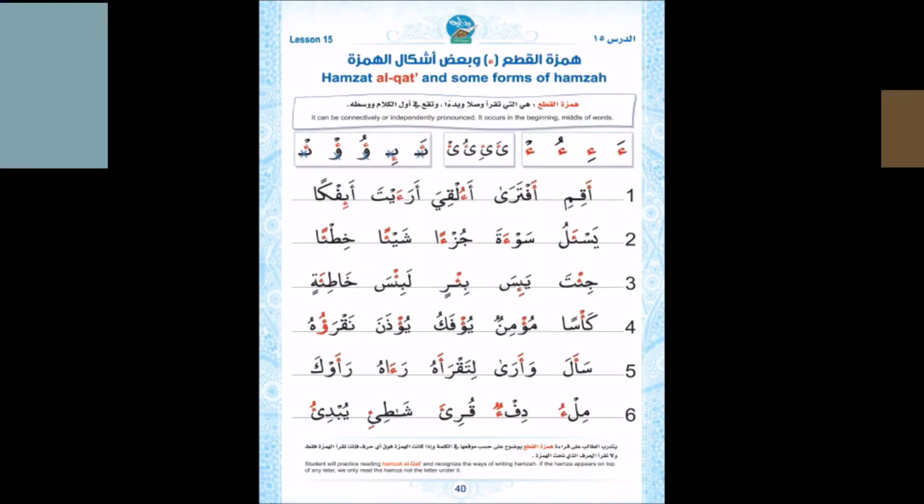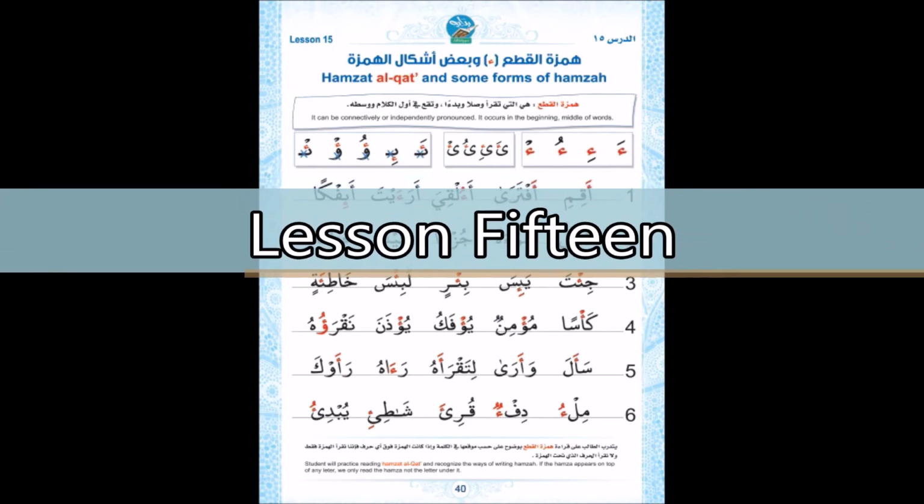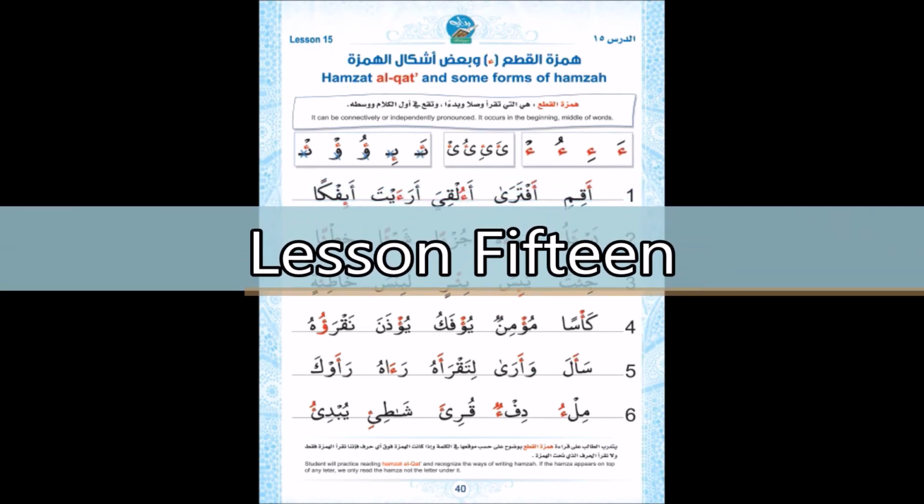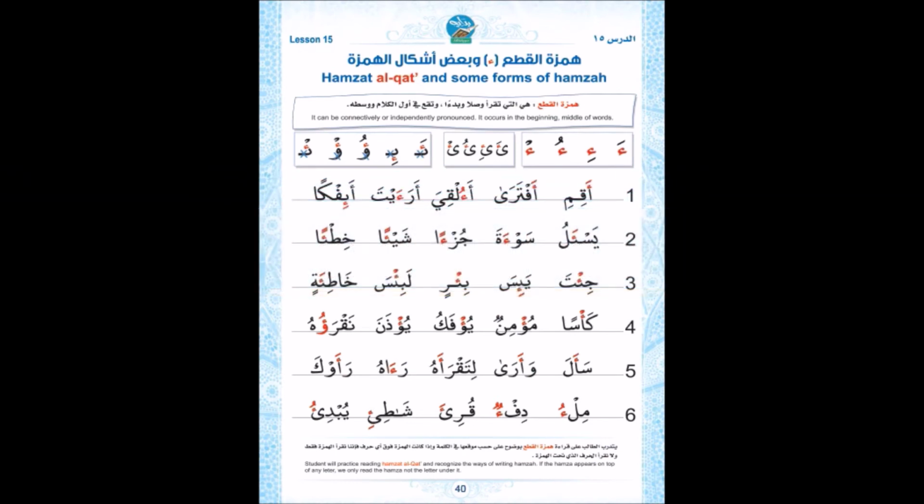And as we move to the first lesson of this chapter, lesson 15, this lesson discusses Hamzatul Qat'. The objective of this lesson is for the student to recognize all forms of the Hamza. We've seen something similar when we discussed Sukun. However, this lesson focuses on the Hamza with Sukun and the different harakat and possible vowels on top of the Hamza.